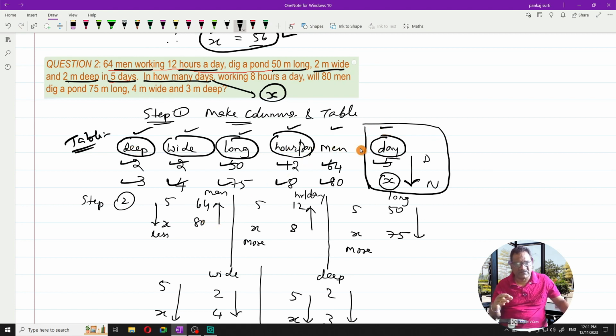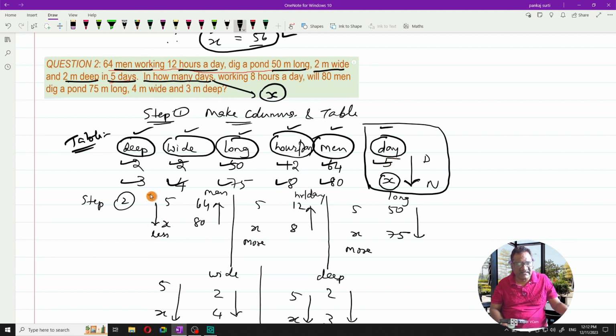Now step number 2 is, you will have to take one by one all the remaining quantities. Now this is the last column. With this column you have to compare all these quantities, 1, 2, 3, 4 and 5 quantities. You will have to compare one by one, and while you are comparing this last column with any one quantity, you have to ignore the other quantities. So first let us compare this last column, that is the days column, y and x.